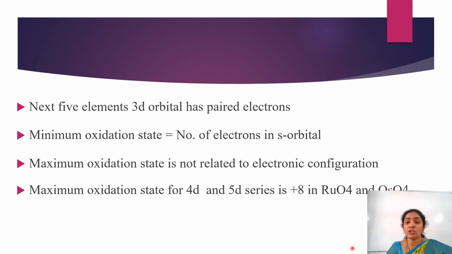For the 4d and 5d series, the maximum oxidation state is +8. This +8 oxidation state is seen in two compounds: RuO4, ruthenium tetroxide, and OsO4, osmium tetroxide. These elements show the highest oxidation state of +8.